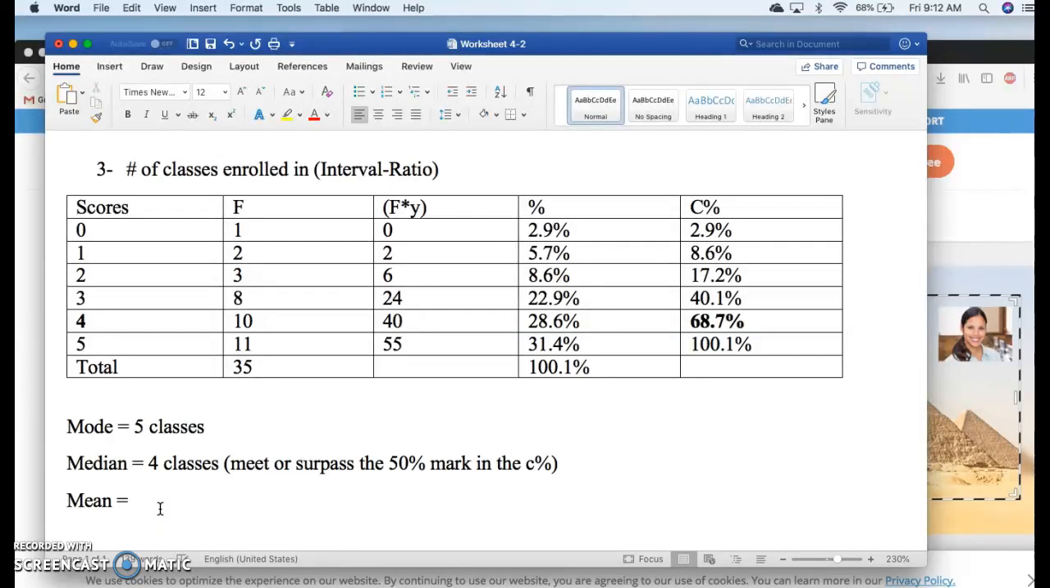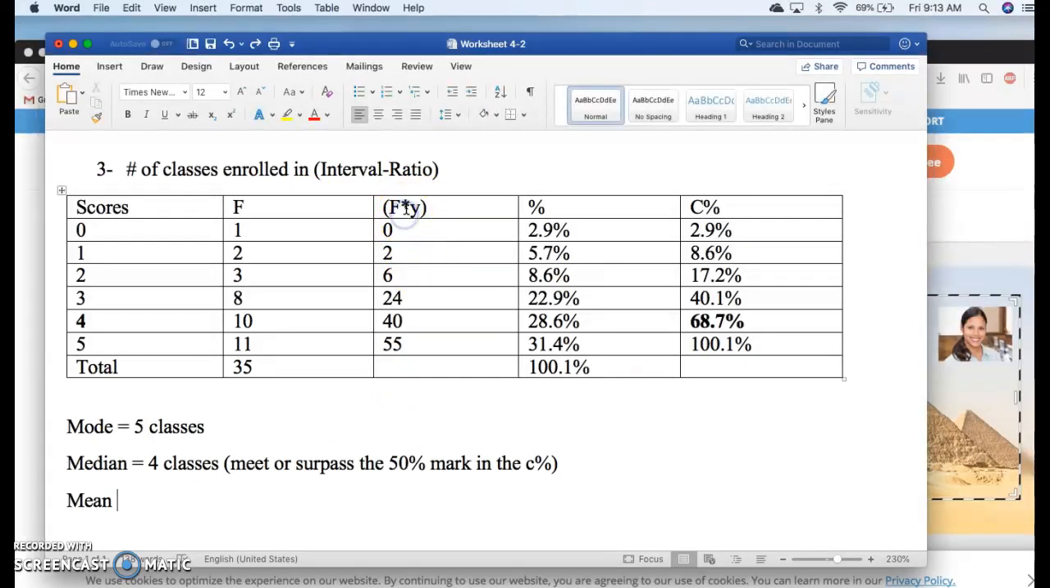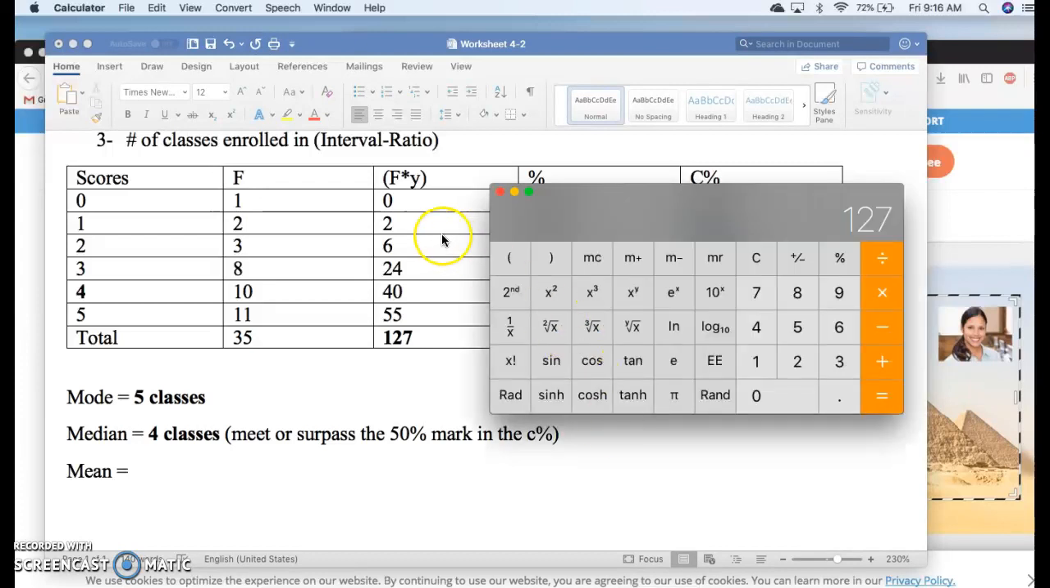For the mean, what we're going to do is find sigma fy by creating a new column. So you'll notice that there's a third column here, f times y. Basically, we multiply the scores times f and get f times y. The next thing we want to do is add up all of our f times y. After adding up all the f times y, I got 127. So what this is saying is that in total, there were 127 classes that people took. We surveyed 35 people. We asked them, how many classes are you taking? Some of them said 0. Some of them said all sorts of numbers. And in total, they took 127 classes.